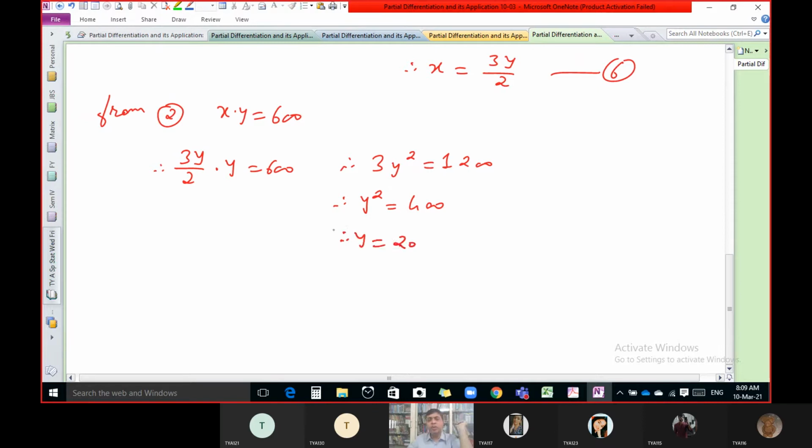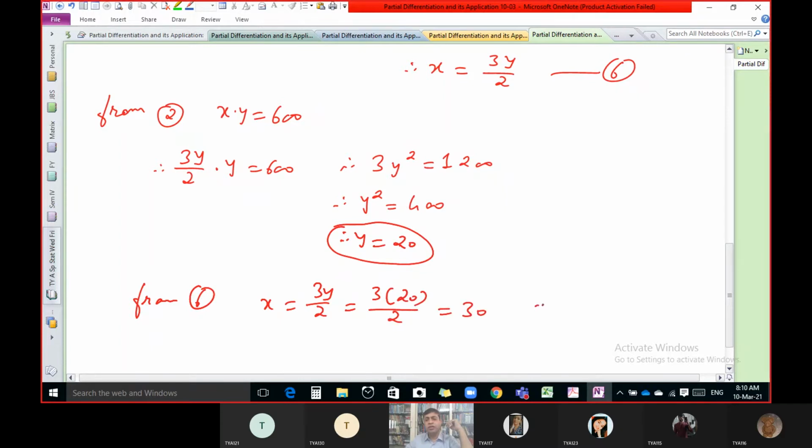Here the value of y should be positive, so don't write plus or minus 20. Y is the number of units and it cannot be negative, so we get y equal to 20. Now put y equal to 20 in equation either 2 or 6. So let us put in 6. So x equal to 3y upon 2. So 3 into 20, 60 upon 2, we get 30. So we get x equal to 30.